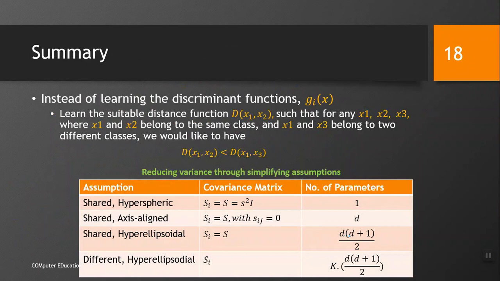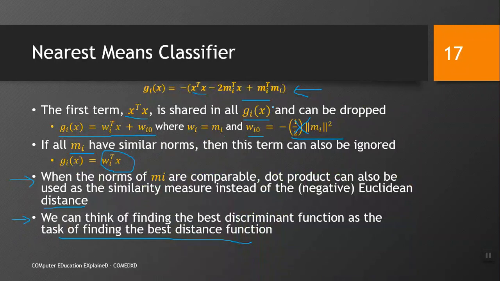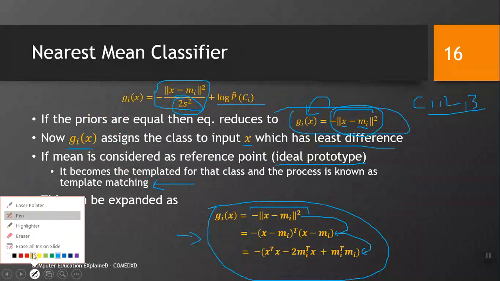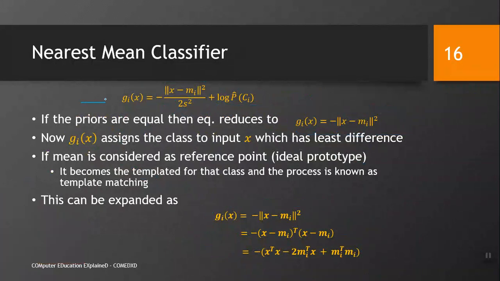Summary: instead of learning the discriminant function gi(x), learn the suitable distance function. That is very interesting. How? Because here again, if this was a discriminant function that was involving the probabilities, the prior probability and so on, if we make good assumptions and we transform data into some suitable form, we can come up with only a distance function, which is easy to implement and easy to compute. So, we get rid of the probabilities of the data.